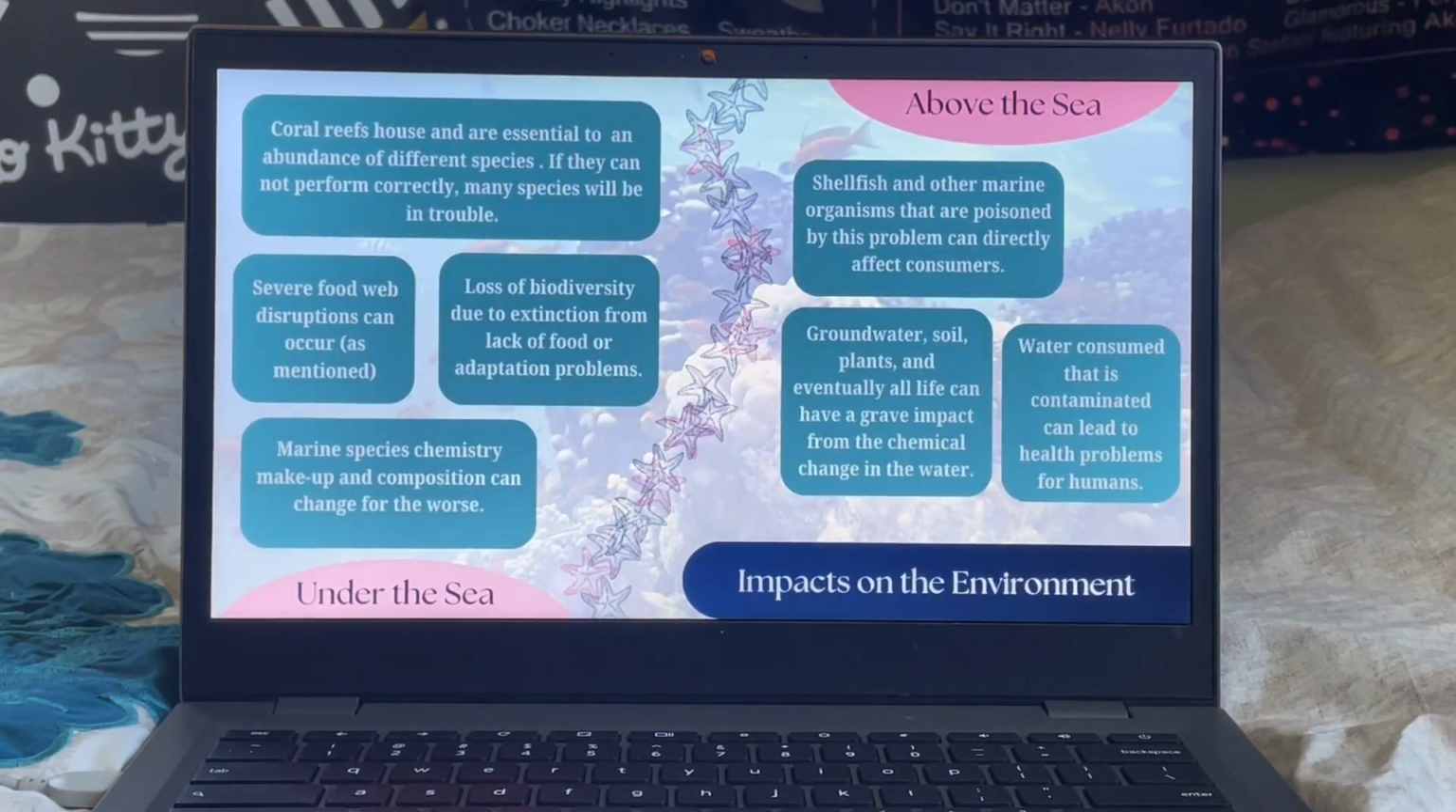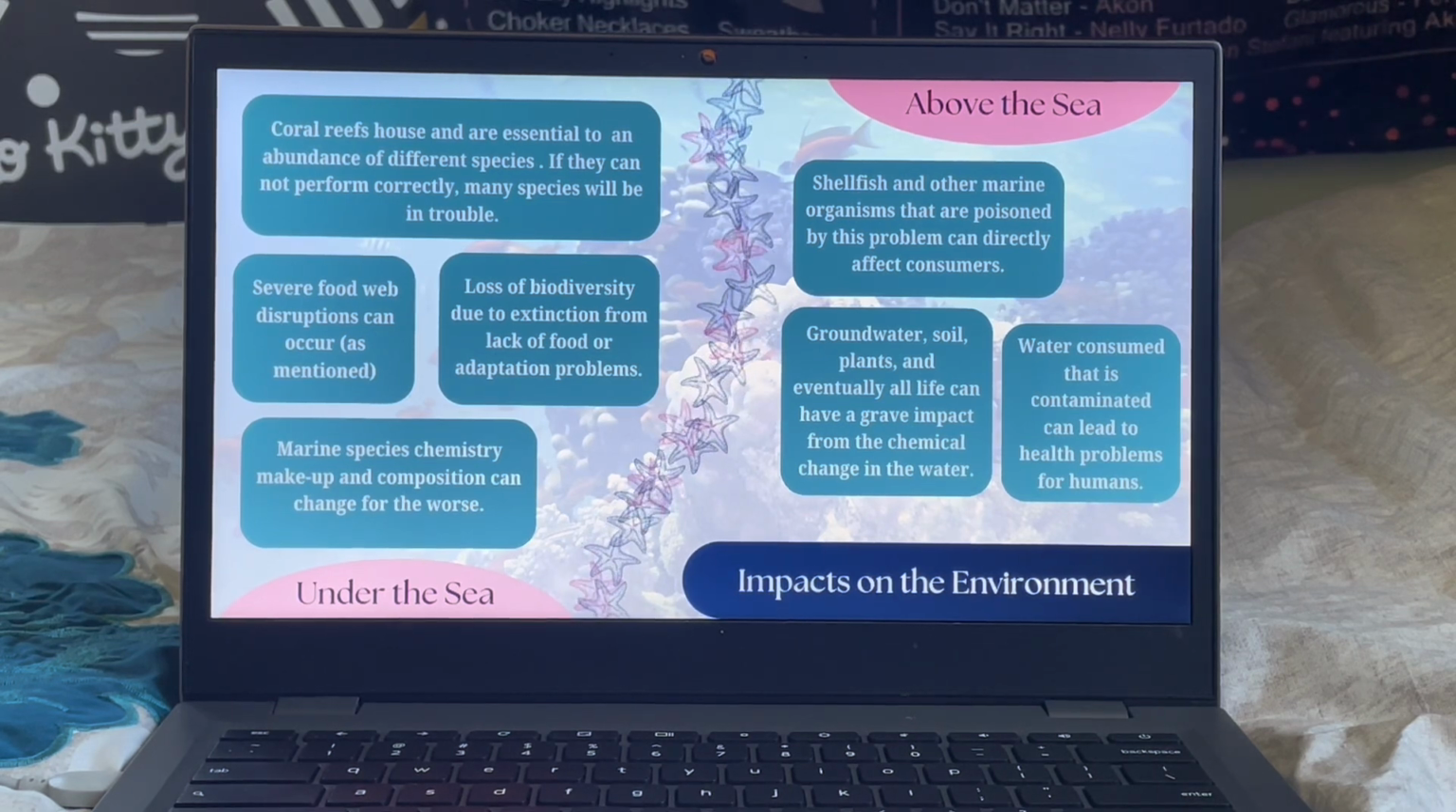There are multitudes of impacts on the environment. Under the sea, coral reefs are dying. This is detrimental as coral reefs house and support millions of marine species. If coral reefs continue to undergo this, fish cannot gain their nutrients or find habitats. Severe food web disruptions can occur as mentioned. Extinction and eventual loss of biodiversity will occur because of the lack of food and habitats and adaptation problems.